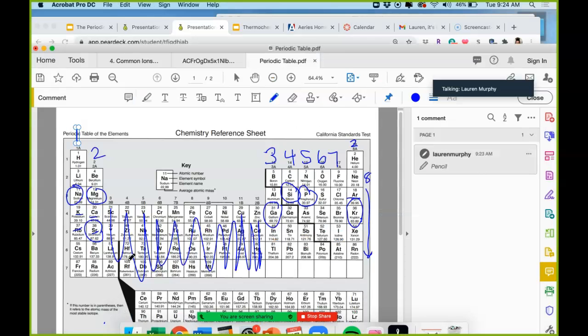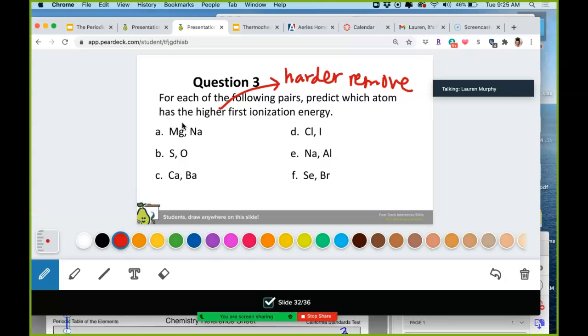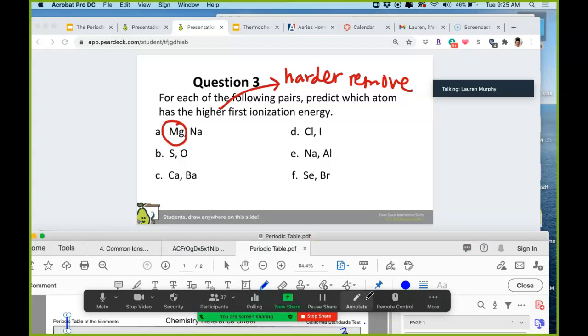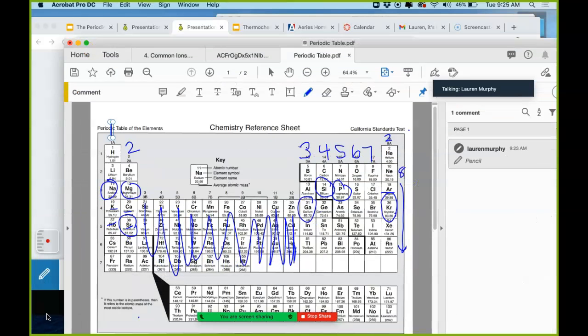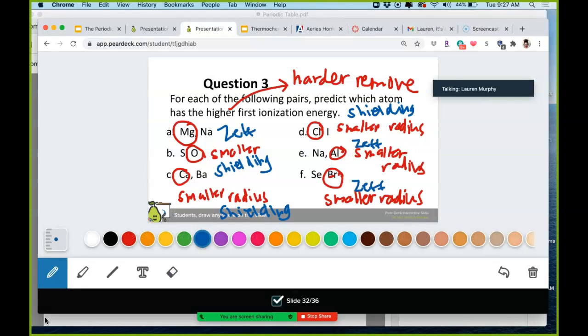So magnesium is right here. Sodium is right here. Magnesium is smaller than sodium. Because it is smaller than sodium, it has a higher first ionization energy. It's harder to rip off its electrons because its electrons are more attracted to the nucleus. You try the rest. Okay, so I've put all of the answers on here.